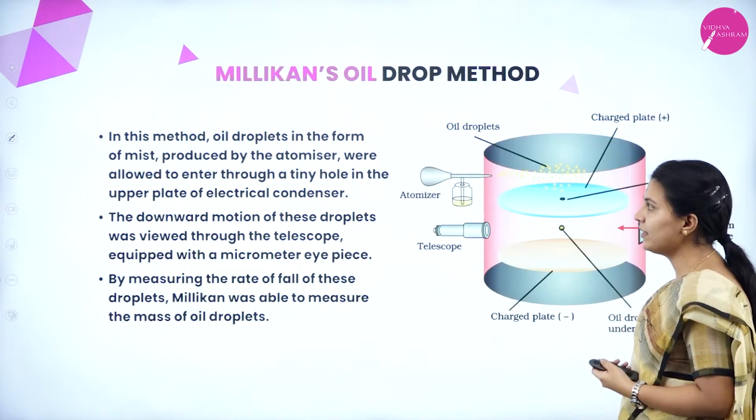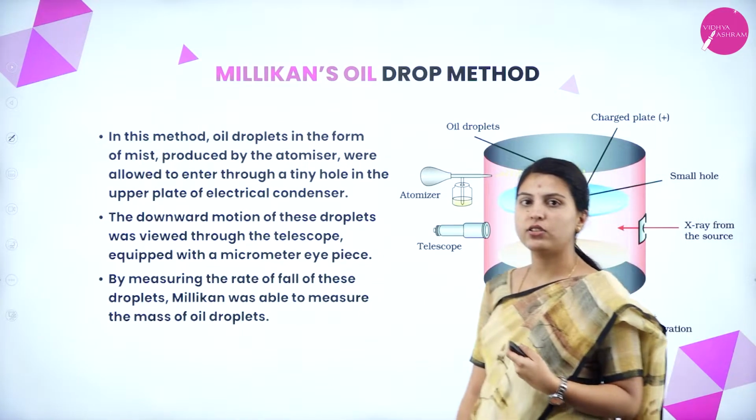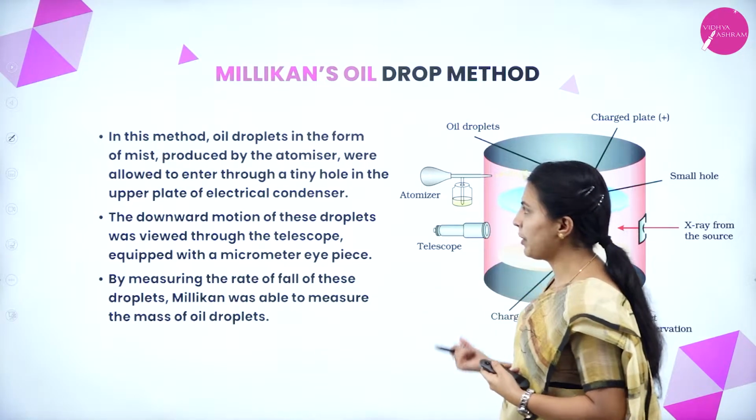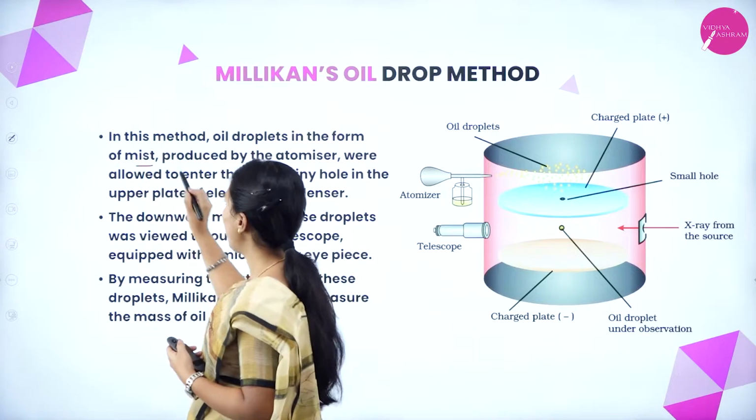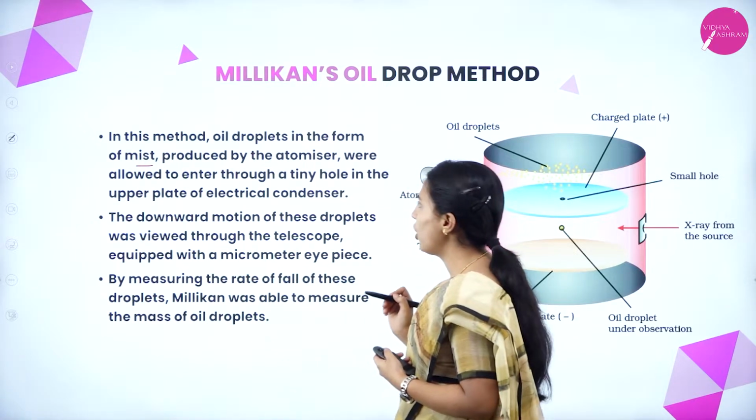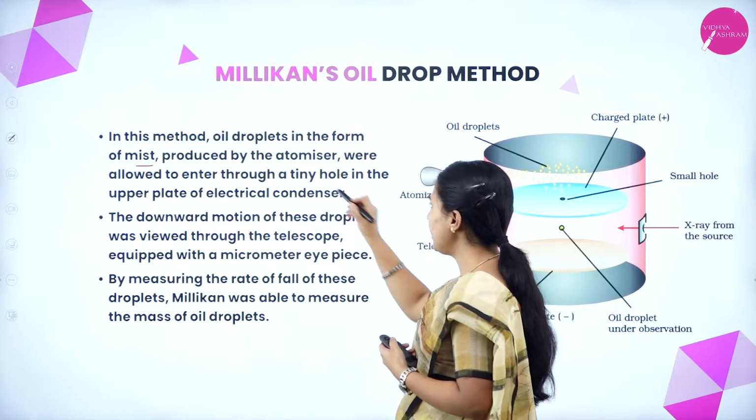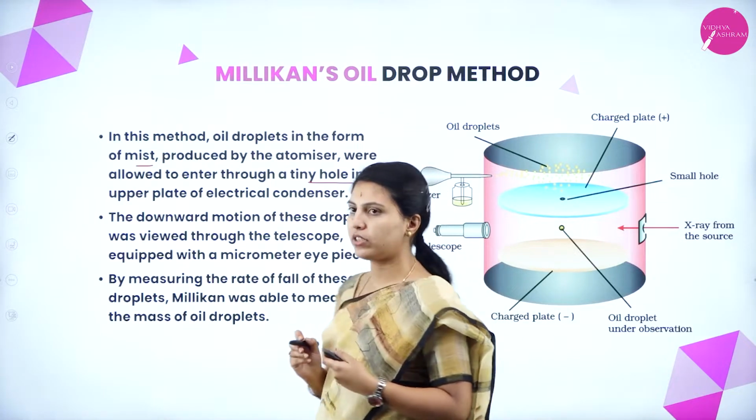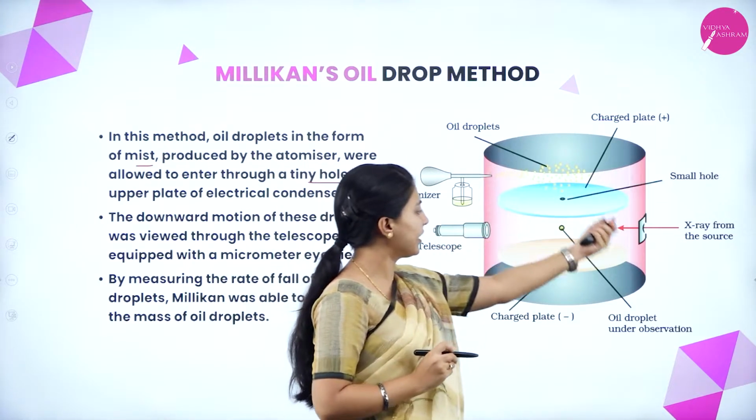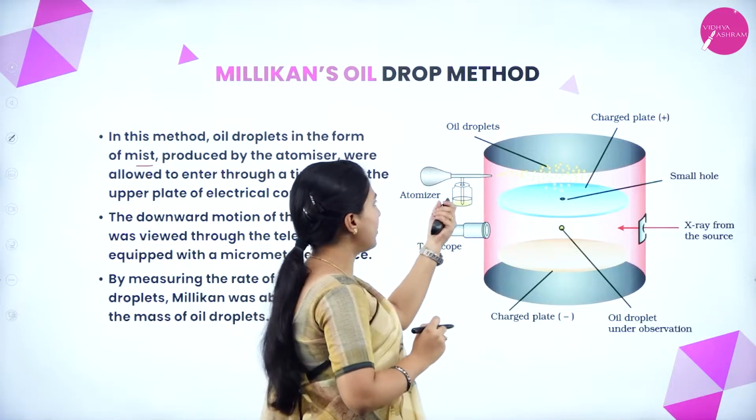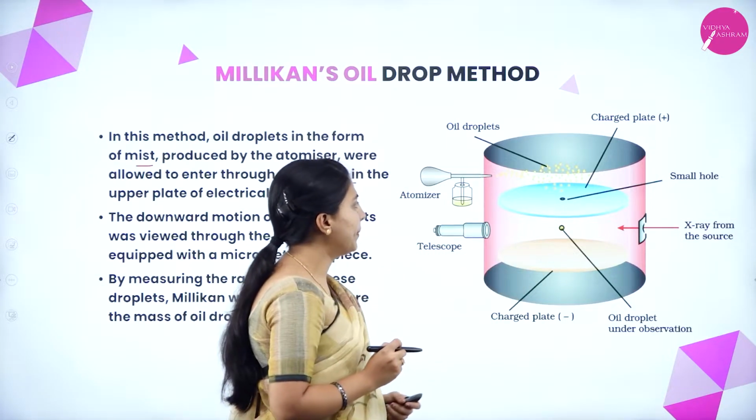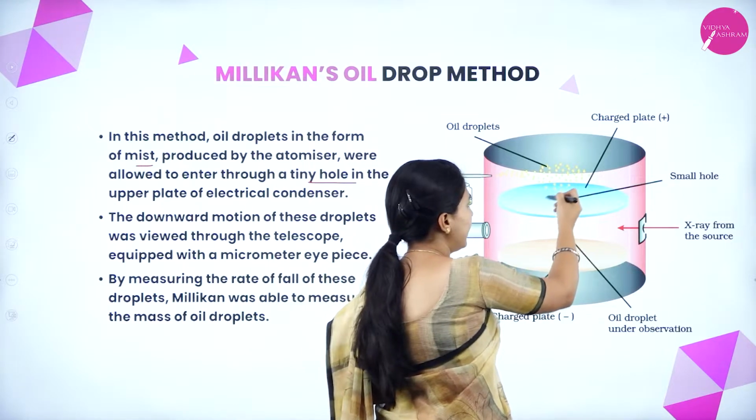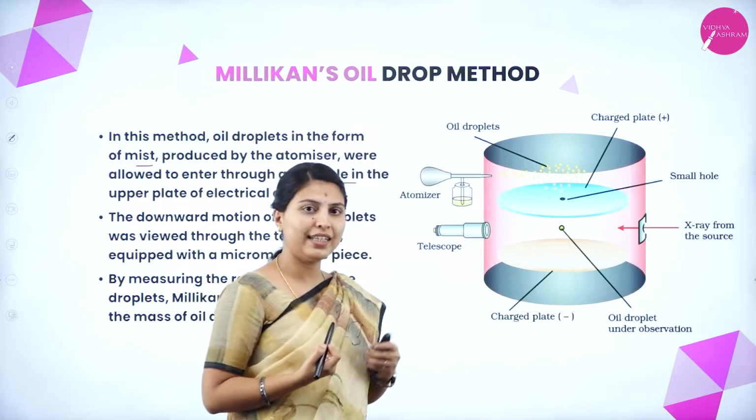Okay, and this is Millikan's oil droplet experiment. In this experiment, oil droplets in the form of mist produced by the atomizer were allowed to enter through a tiny hole in the upper plate of the electrical condenser. This is the overall electrical condenser. This is the atomizer where the oil droplets were produced in the form of mist. Here is a hole in the upper plate of the condenser.